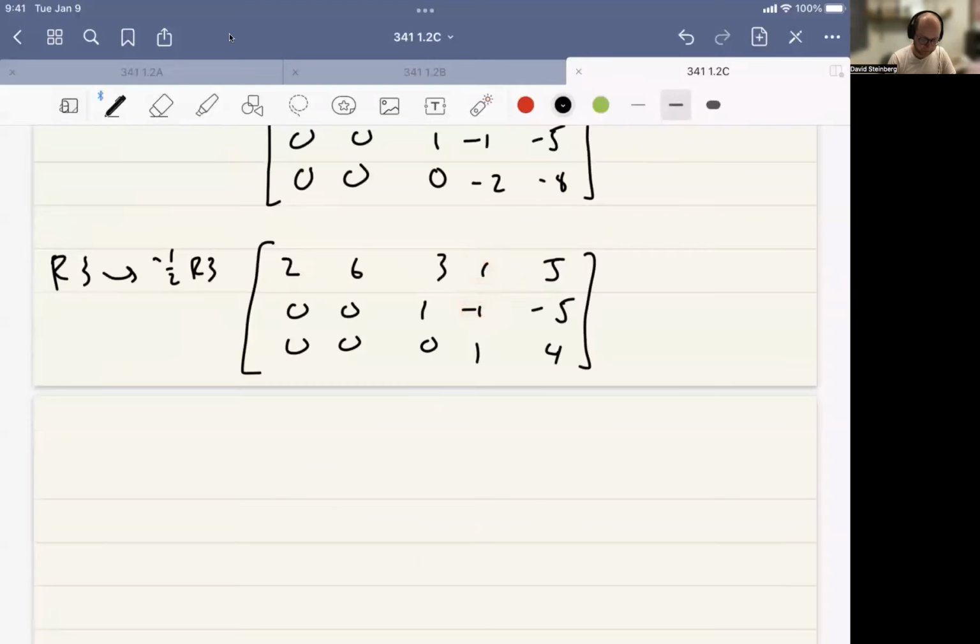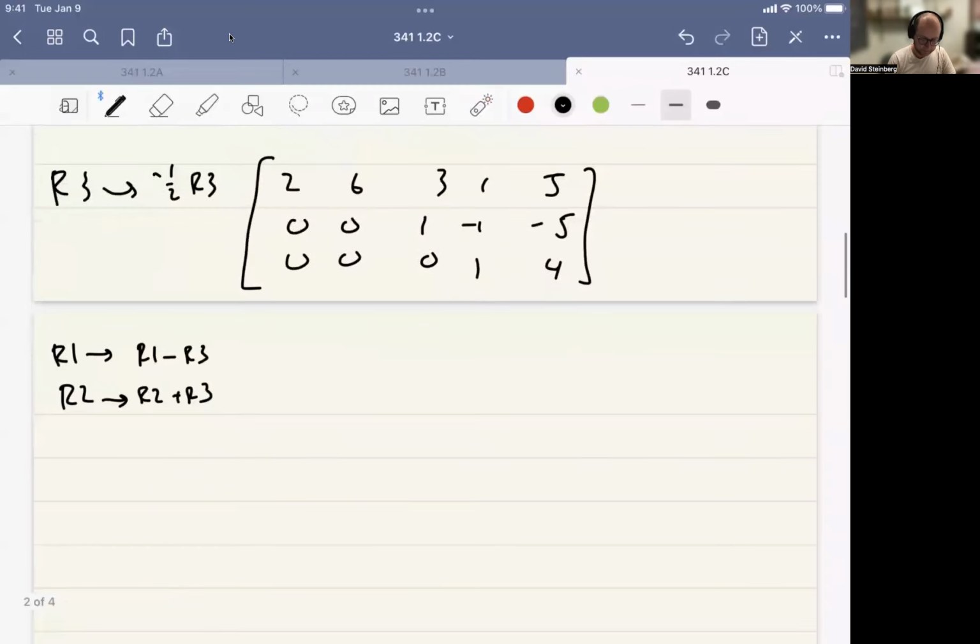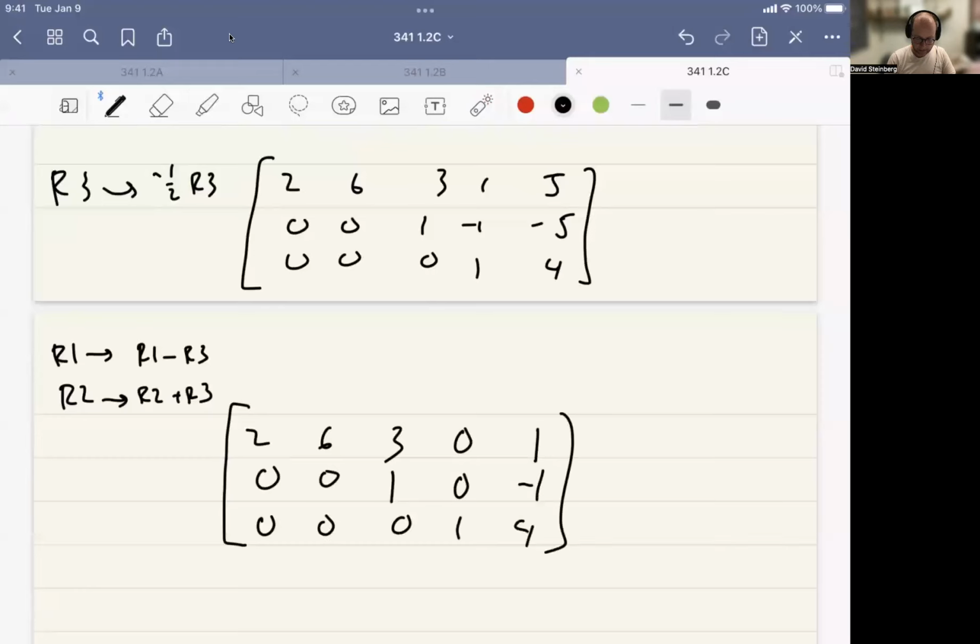So let's do this a little quicker. We'll replace row 1 by row 1 minus row 3. Let's at the same time replace row 2 with row 2 plus row 3. Okay, the 2 and the 6 haven't changed, neither has the 3. We're just taking row 1, subtracting row 3. So 1 minus 1 is 0, 5 minus 4 is 1. We're adding everything in row 2: -1 plus 1 is 0, -5 plus 4 is -1. Okay, and row 3 hasn't changed. So we've cleared off the entries above our last pivot.